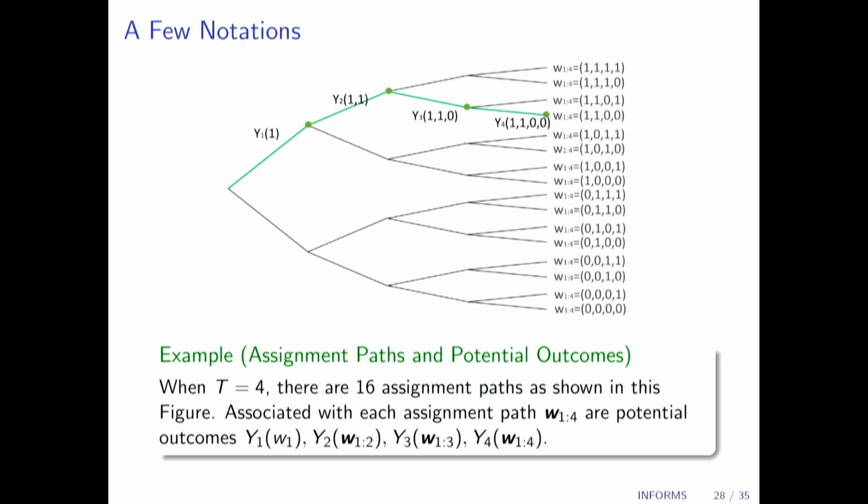And following each assignment path, we can observe, for example, in this green line, Y1 of 1 on day 1. We can observe Y2 of 2 treatments on day 2. We can observe Y3 of 110 on day 3. We can observe on day 4 Y4 of, for example, 1100. So basically, following each assignment path, we can observe 4 outcomes.